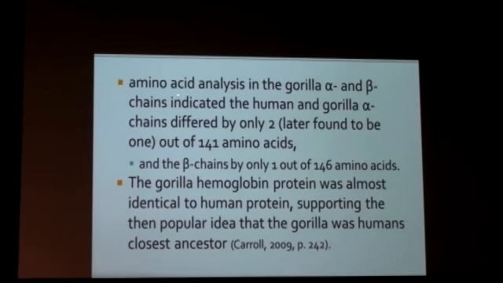So the amino acid analysis, and you can of course analyze the gene or amino acids, analysis of gorilla alpha and beta chains indicated the human and gorilla alpha chains differed only by 2. Later on they found this to be 1 out of 141 amino acids. Now, the problem here is polymorphisms. If you analyze your gene and my gene, you're going to find differences, a number of differences.